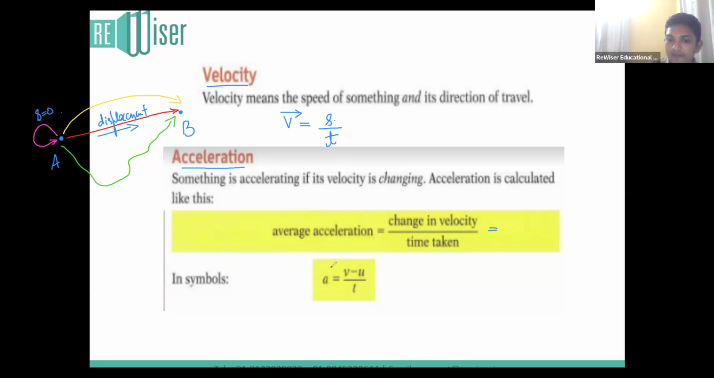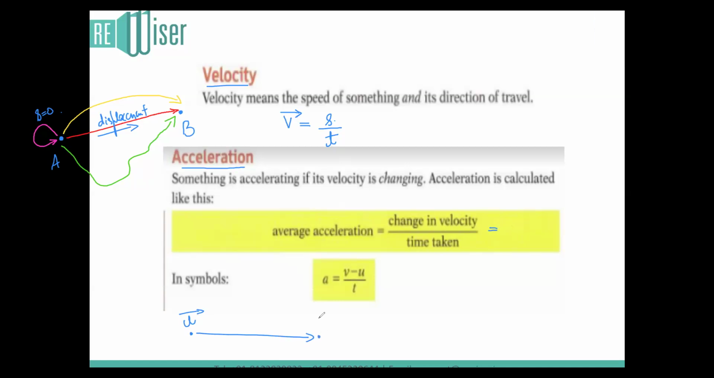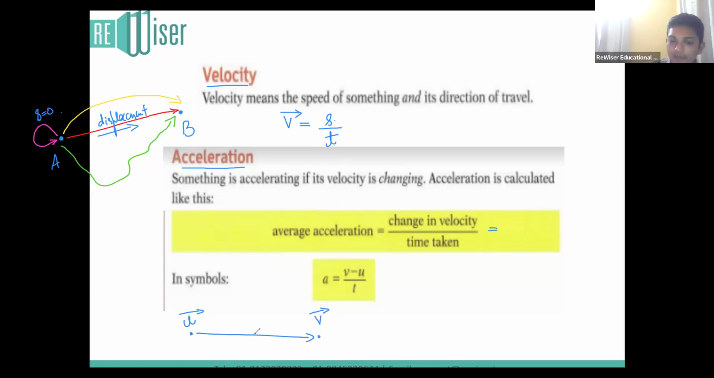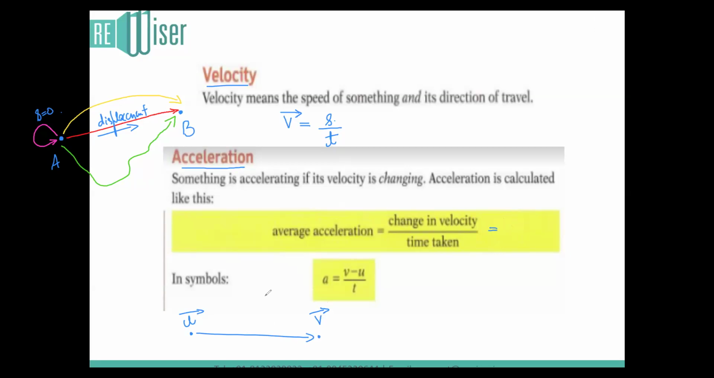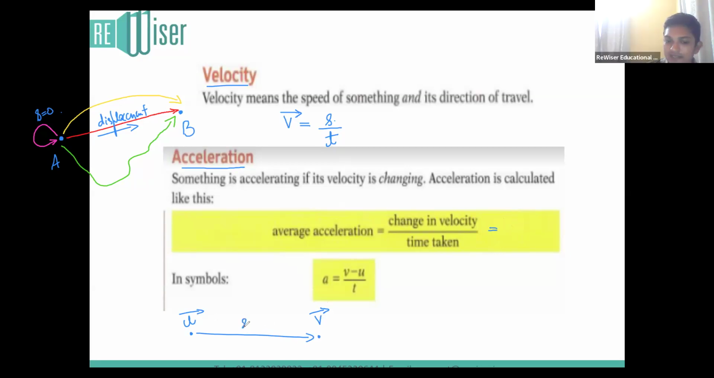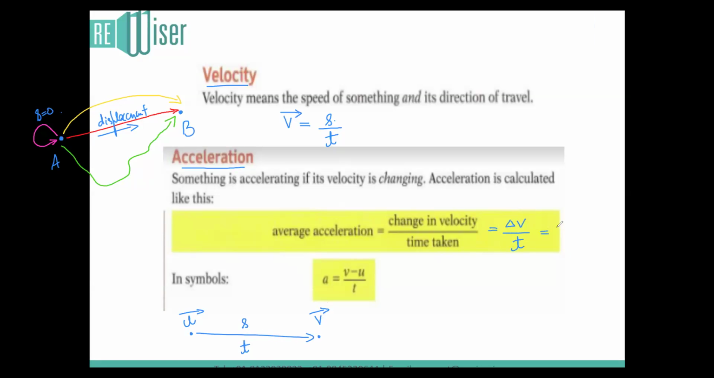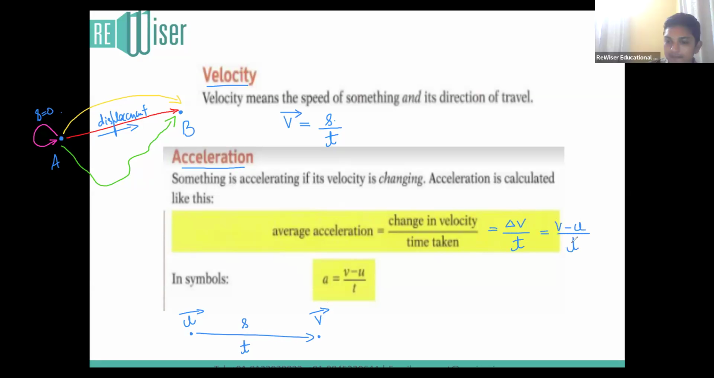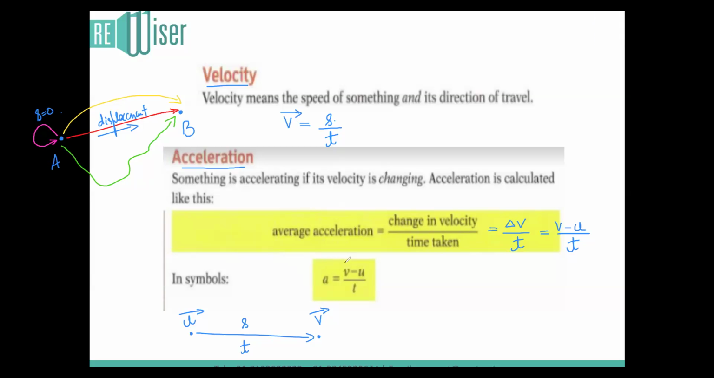So, for example, if a body is traveling from one point to another, let's say it had an initial velocity of u, and by the time it reached the destination, it had a final velocity v, and the displacement that occurs here is s in time interval t. Then your equation for acceleration is change in velocity by time, which is v minus u by t. Correct? Any doubt in this? No.